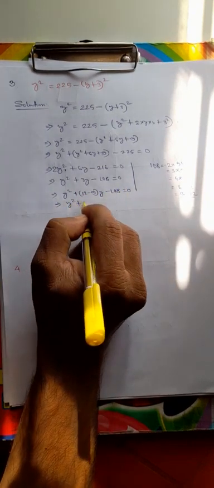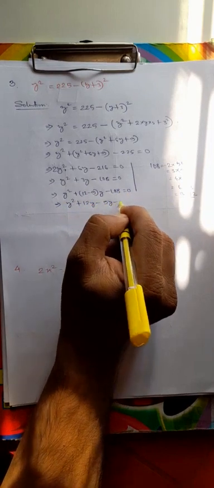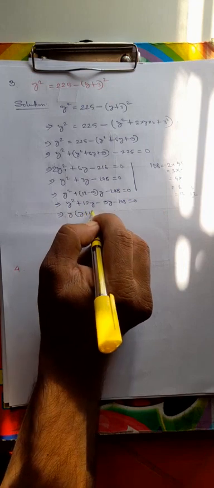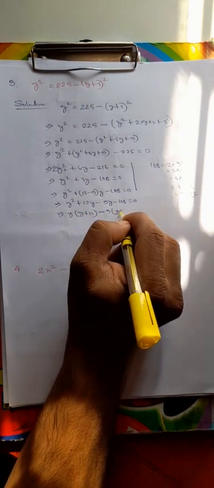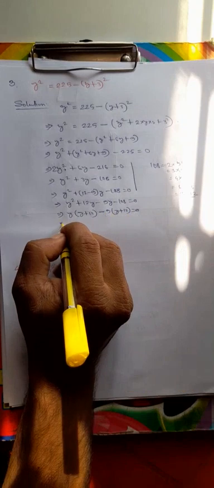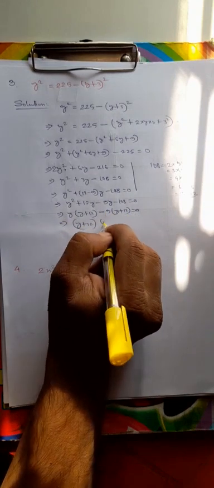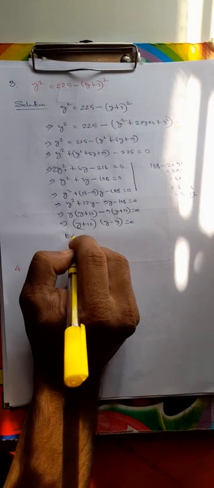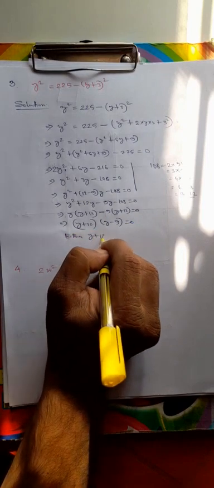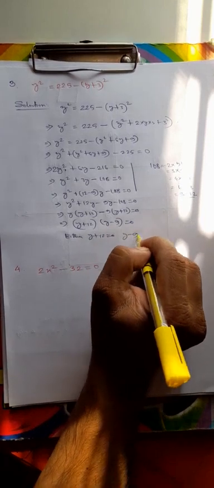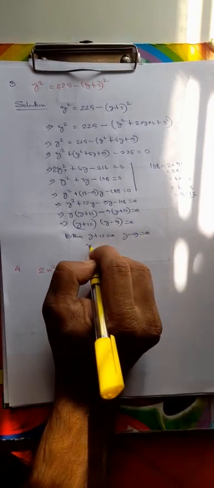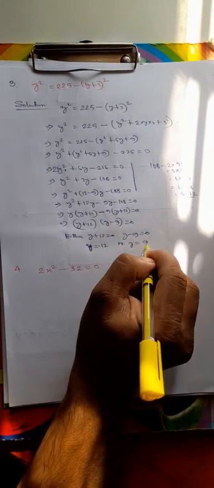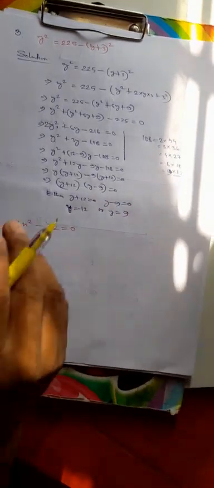Y square plus 12y minus 9y minus 108 equal to 0. Y into y plus 12 minus 9 into y plus 12 equal to 0. Y plus 12 into y minus 9 equal to 0. That means either y plus 12 equal to 0 or y minus 9 equal to 0. This gives y equal to minus 12 or y equal to 9. These are the roots of this equation.